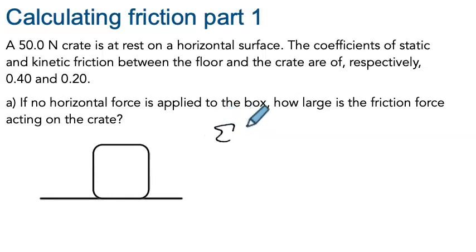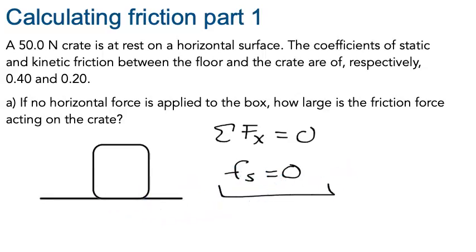Well, we know that the sum of forces on the x-axis has to be 0. Since there's no other force acting than possibly static friction, the static friction will be 0 in this case. Makes sense. We don't have any force trying to displace the block, so friction does not have to do anything. So the static friction will simply be equal to 0.